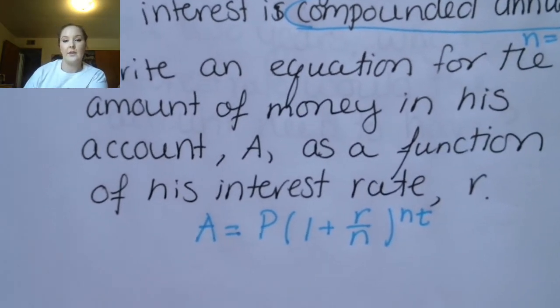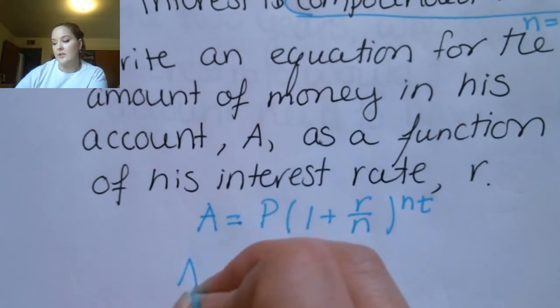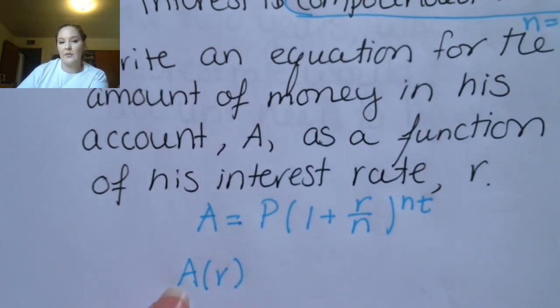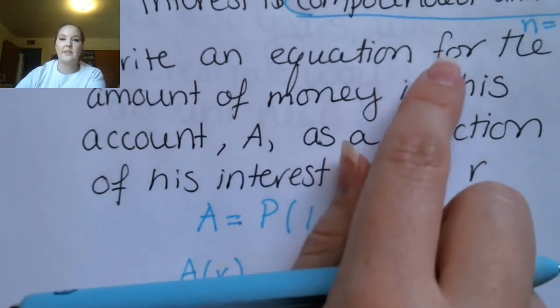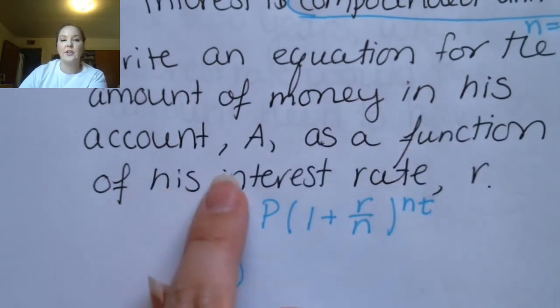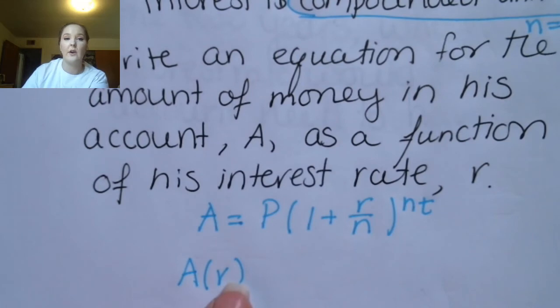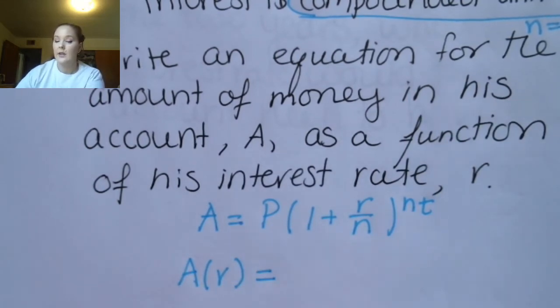Okay, and the first thing we're going to do is change this into function notation by making A the name of the function, and R is our input variable. Remember, we know that because it says "as a function of R," so that tells us that our input variable is R and our output variable is A. And then I'm going to fill in as much of this stuff as I can from the question.